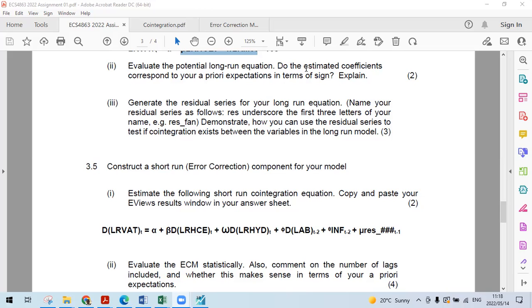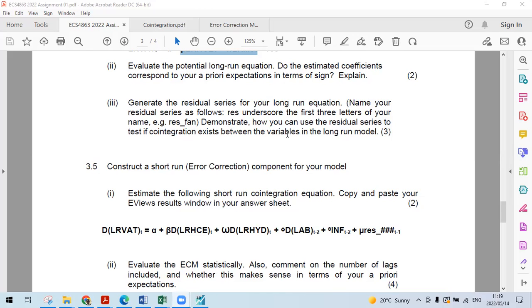Okay, let's move on to 3.42. We done? 3.43: Generate the residual series for your long run equation. Name your residual series as follows: res underscore the first 3 letters of your name, for example, res underscore FAN. Demonstrate how you can use the residual series to test if co-integration exists between variables in the long run.